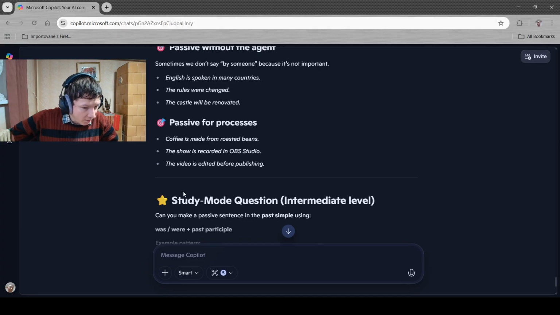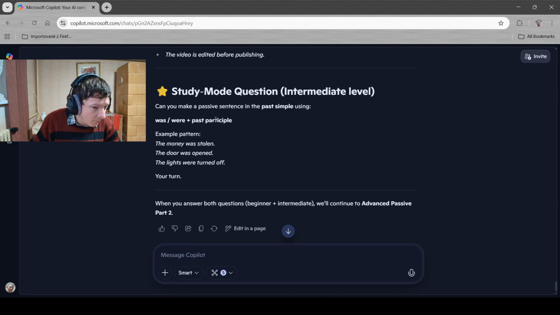Study mode question, intermediate level. Can you make a passive sentence in the past simple using was, were plus past participle? Yes, of course I know. When we'll continue to advanced passive part 2.